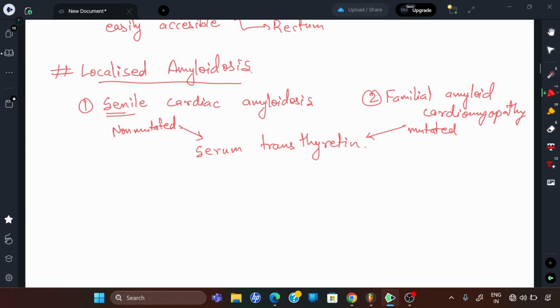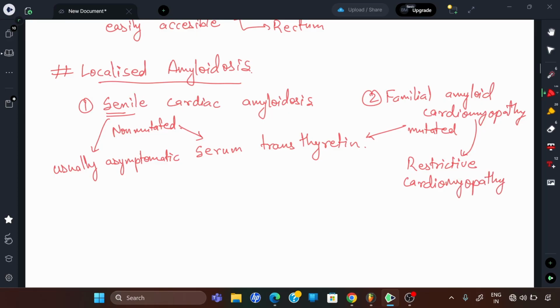Now another important thing is that senile cardiac amyloidosis is usually asymptomatic, right? Whereas in familial amyloid cardiomyopathy, the deposition will lead to restrictive cardiomyopathy, as we discussed previously, wherein the compliance of the heart wall will go down, and due to which there will be improper filling of the heart, right?